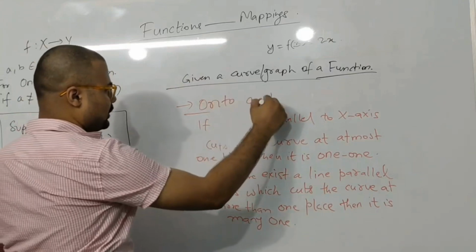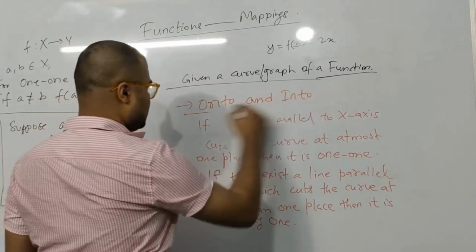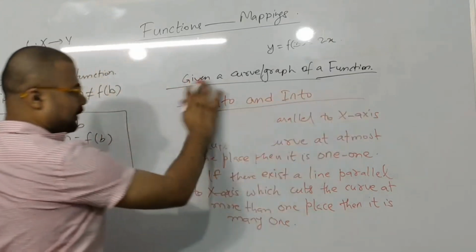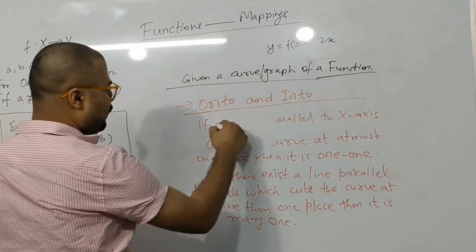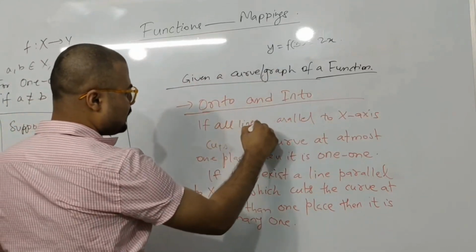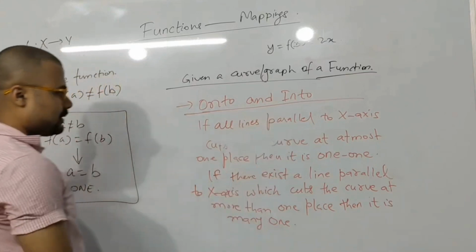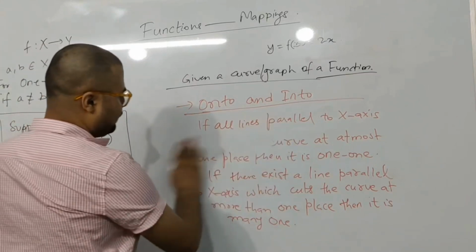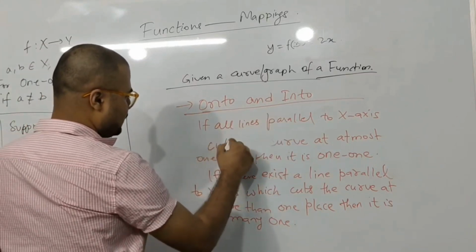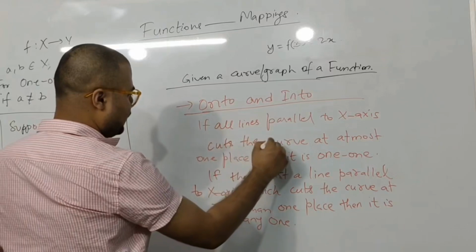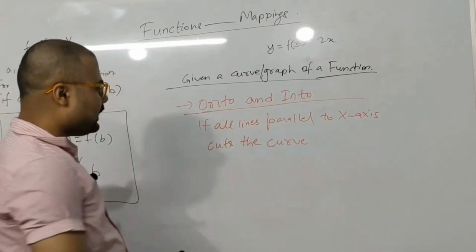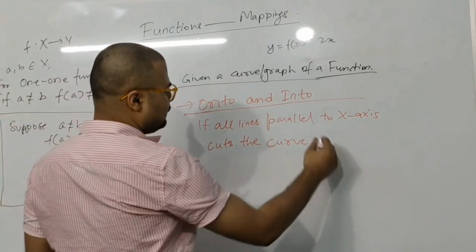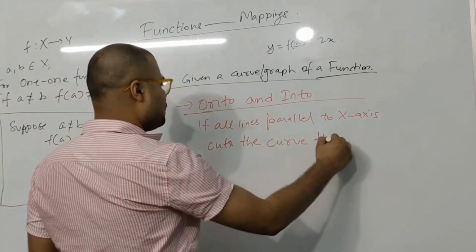Onto and into function. So given a curve of a function, if it is onto or into, how do you find? If all lines parallel to x-axis cut the curve, then onto.